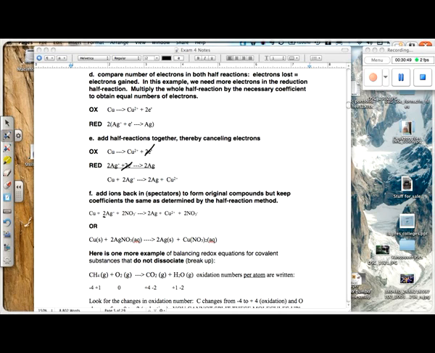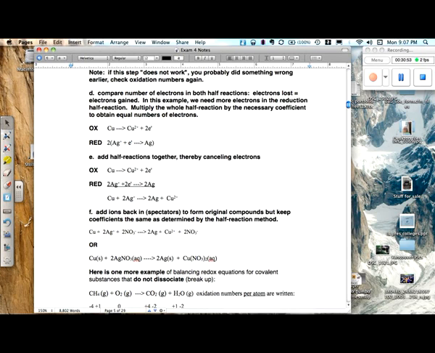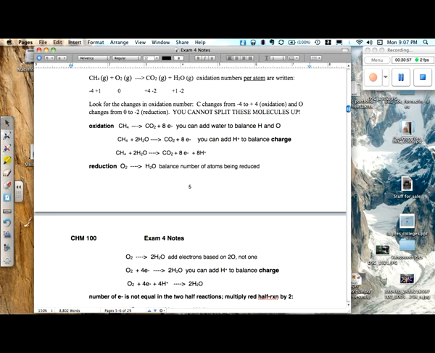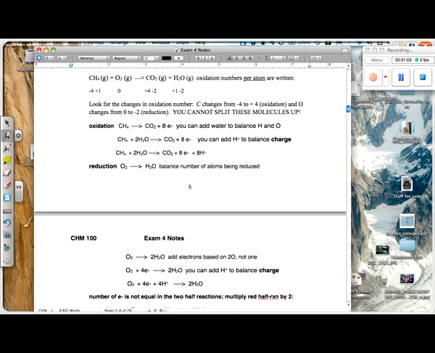Now we're going to do one more example where it's a molecular equation and I don't have an ionic equation. All right, so here's a nice combustion reaction. None of these species, they're all gases, can be separated into ions. So I'm going to assign oxidation numbers. Carbon is one of the ones I'm not sure of, so I'm going to start with hydrogen.